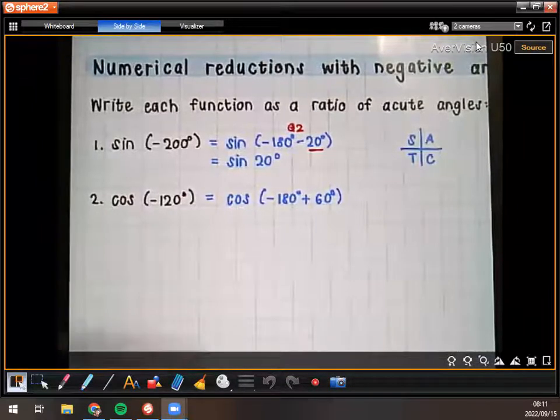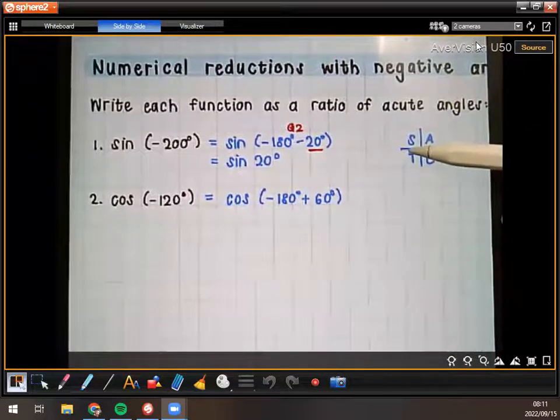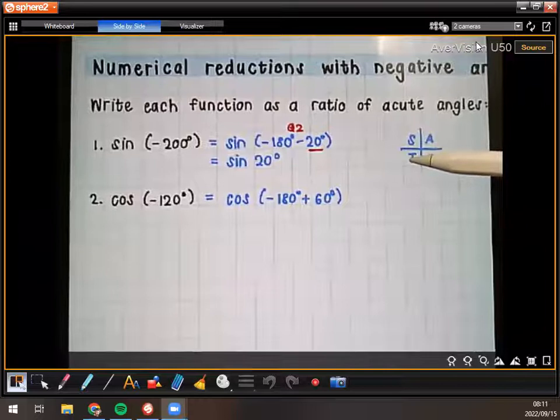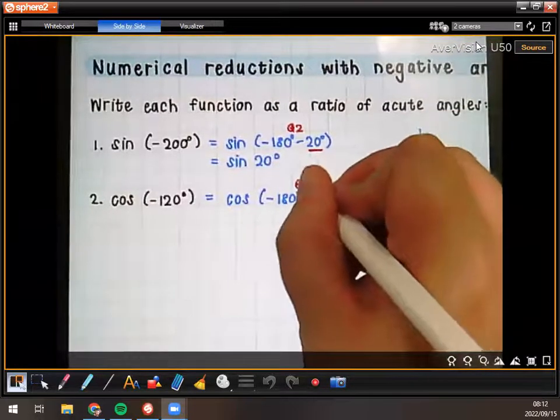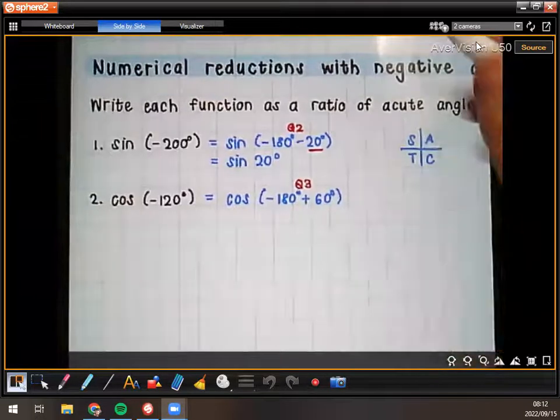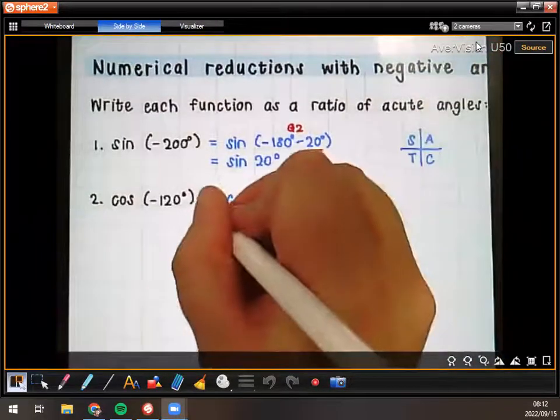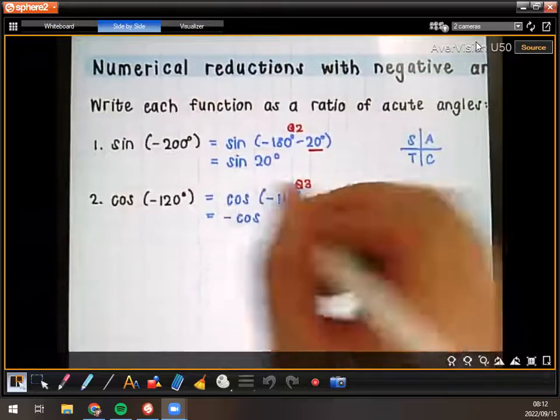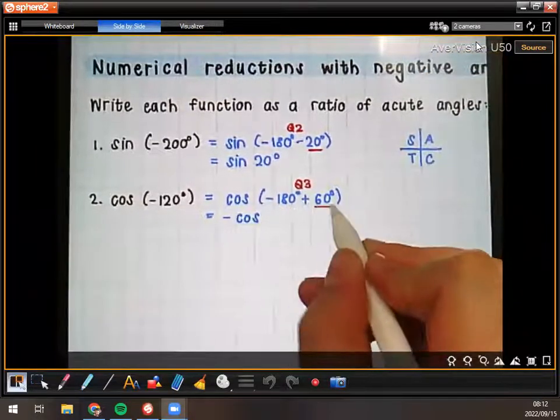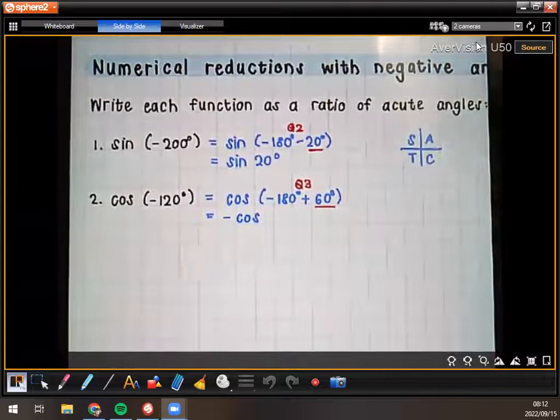Okay, which quadrant is that going to be in, guys? We do negative 180, that takes us to that line, and then we add 60. Right? Quadrant 3. What is cos in the third quadrant? Negative. So this is now going to become negative cos, and what is the acute angle in these brackets? 60 degrees. So negative cos 60.